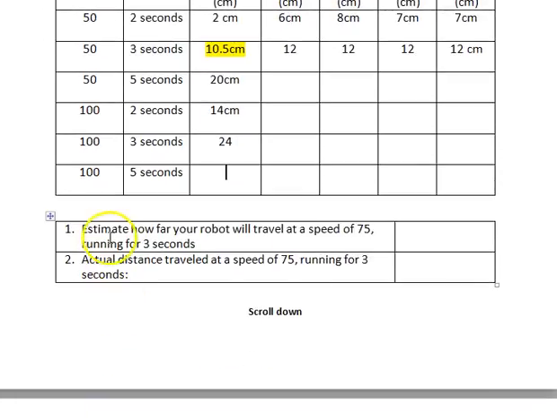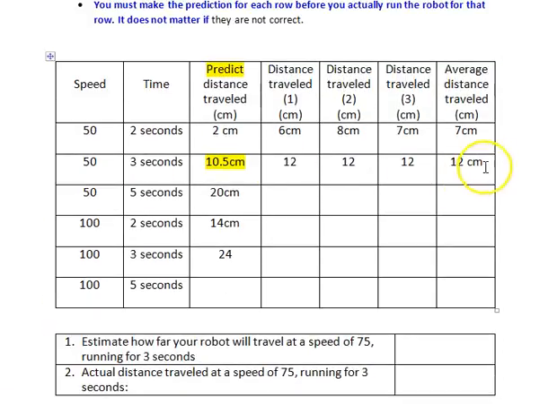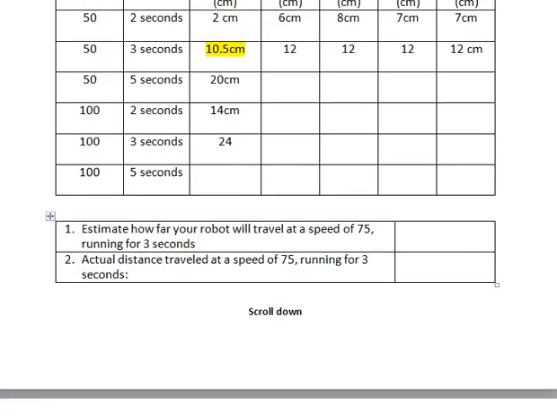Then you're going to answer the next few questions. Question 1, estimate how far your robot will travel at a speed of 75, running for 3 seconds. Well, you know how far it's going at a speed of 50 for 3 seconds and at a speed of 100 for 3 seconds. So it should be easy enough to estimate how far it would go at 75. And then run the robot at a speed of 75 for 3 seconds and write down how far it actually went. They should be pretty similar.